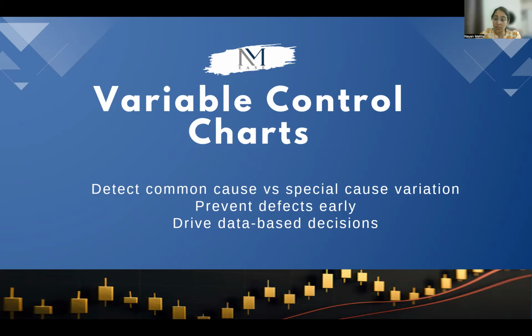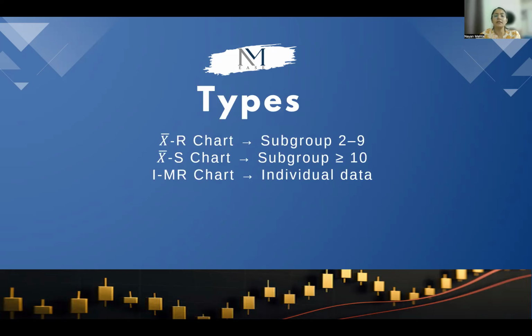So with charts, it is important that you understand which charts to use, so that you make decisions which are data driven. There are several types of variable control charts, but these are the three main ones which we'll be covering. The first one is the X bar R chart, the second is the X bar S chart, and the last one is the IMR chart.